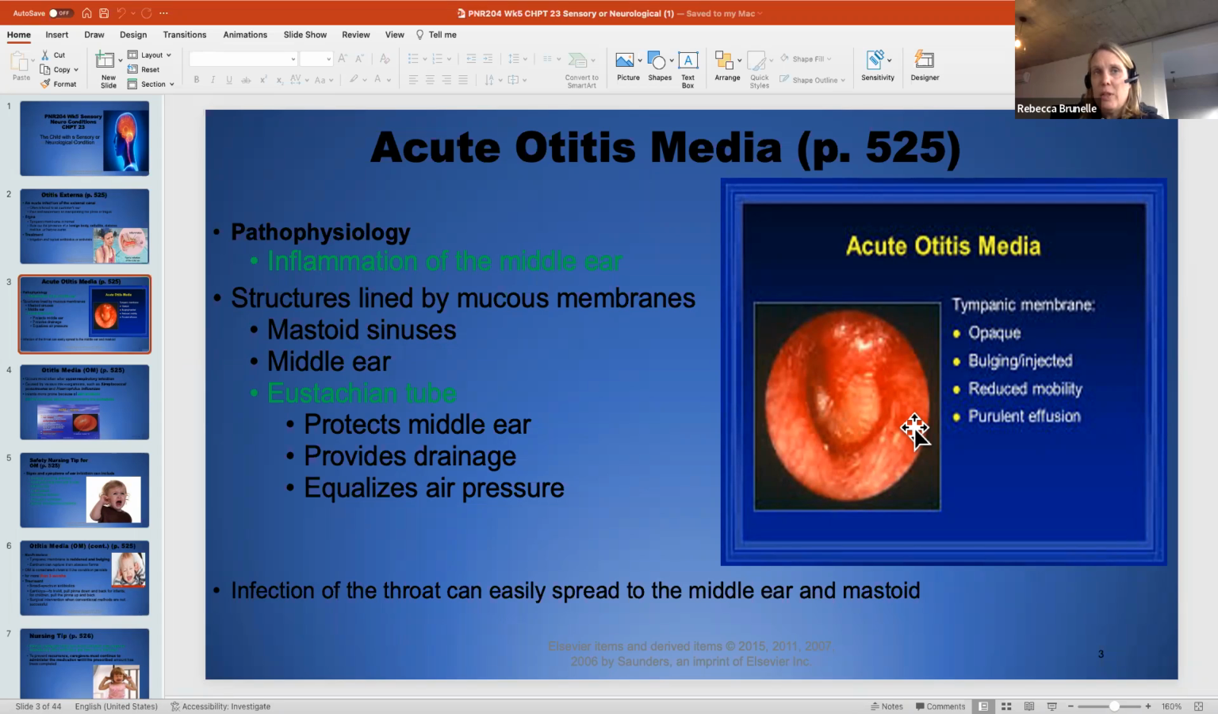So the eustachian tube is a tube that helps drain fluid. It protects the middle ear and it equalizes pressure. And kids are at a higher risk for otitis media because their eustachian tube is shorter and it's wider. So they are set up for getting an infection into their middle ear because of the size and shape of their eustachian tube.